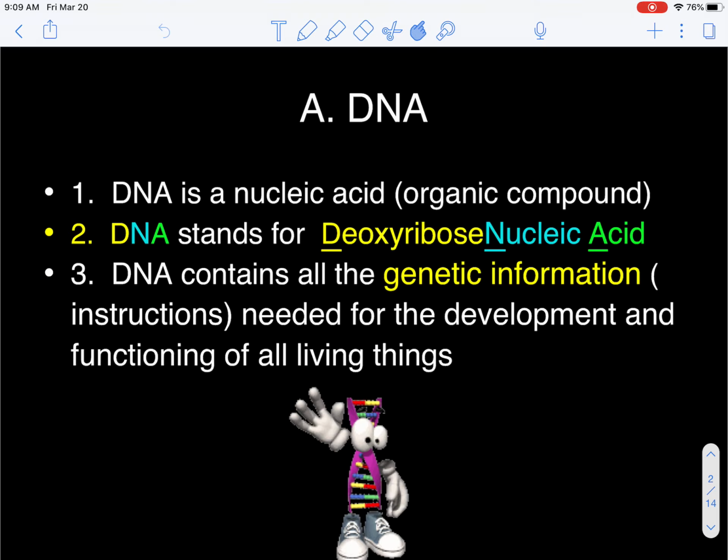So on slide 2, DNA is a nucleic acid. It's an organic compound. DNA stands for deoxyribose nucleic acid, a very long word. That's why we just call DNA DNA. DNA contains all the genetic information needed for the development and functioning of all living things.